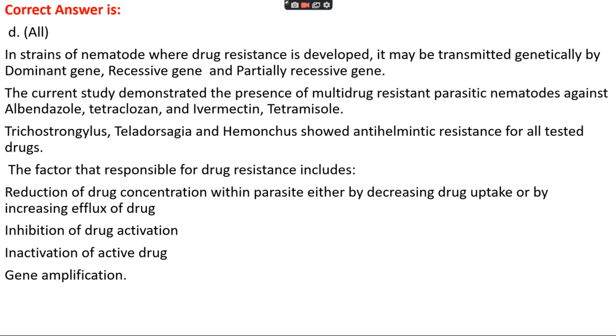In nematode strains where drug resistance is developed, the resistance is transmitted genetically by all processes: the dominant gene also transmits it, the recessive gene, and also the partially recessive gene, okay? Current studies show there is a presence of multi-drug resistant parasitic nematodes. They develop resistance against different drugs like albendazole, tetraclozan, ivermectin, and tetramisole. Especially Trichostrongylus, Teladorsagia, and Haemonchus show resistance toward most of these drugs. Okay.